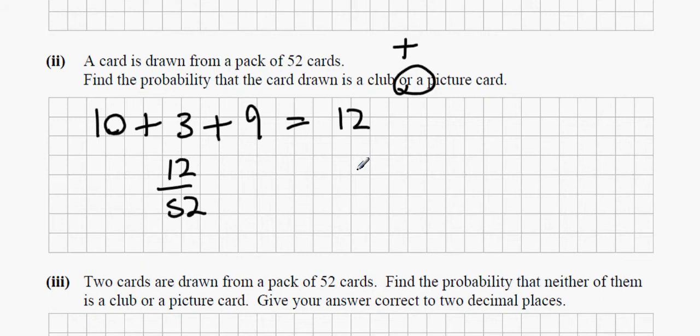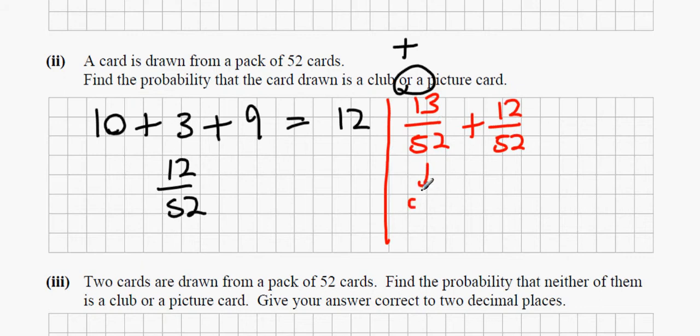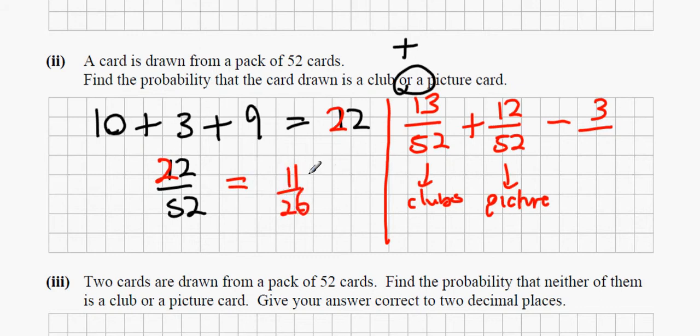Now another way of going through this answer would be to do something like this. You can say that there's 13 out of 52 clubs. Then you can say there's 12 out of 52 picture cards. So this is clubs, this is picture cards. And then what you gotta do is take away what you double counted. You double counted the picture cards that are clubs, the club picture cards, which is 3 out of 52. I said it's 22. Sorry, 22 out of 52, guys. Excuse me about that. 22 out of 52 is 11 out of 26 for that question there. So this is clubs, picture cards, and the 3 out of 52 clubs that are picture cards. If you were to do it this way, the answer also turns out to be 22 out of 52, which is 11 out of 26.